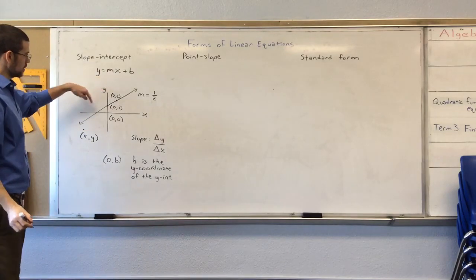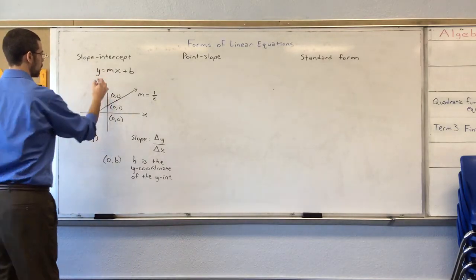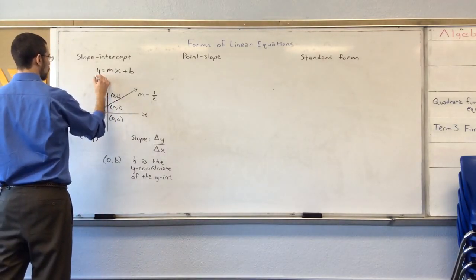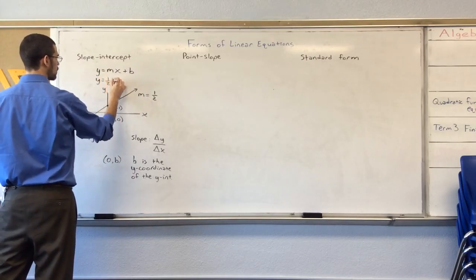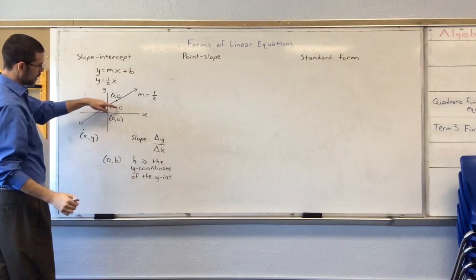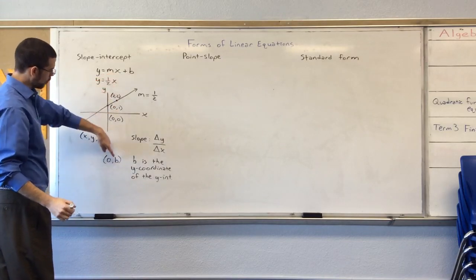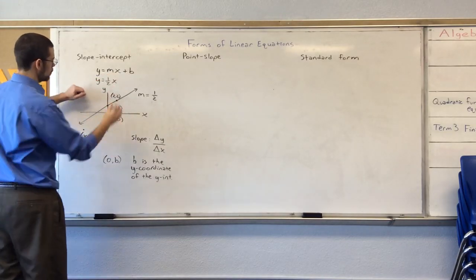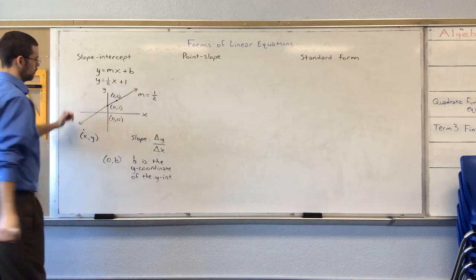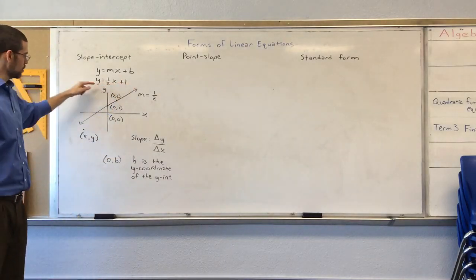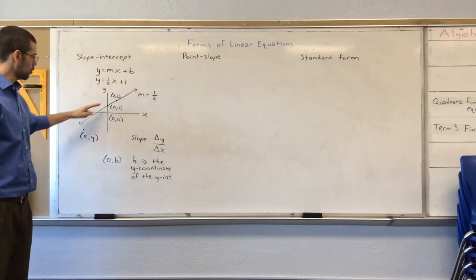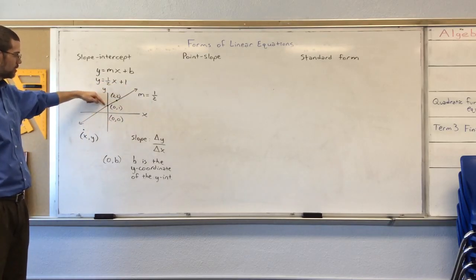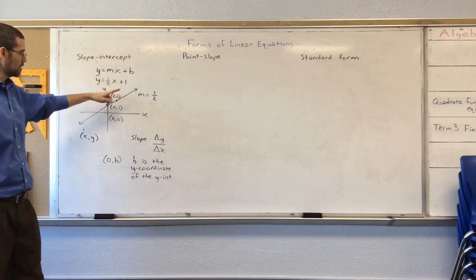So this line we have graphed right here would have the equation y equals, the slope is 1/2 times x, plus b, which is our y-coordinate, that's right here, of 1. So this equation, y equals 1/2 x plus 1, is the equation for the line that passes through this point, 0, 1, and has a slope of 1/2.